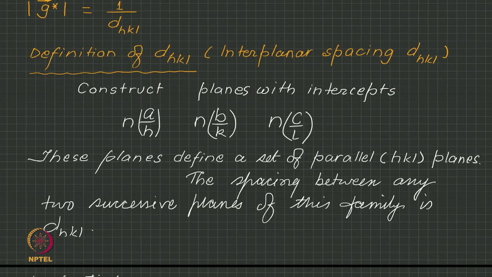So, n varies over integers, that is, n can be anything from minus infinity, minus 2, minus 1, 0, 1, 2 and so on.